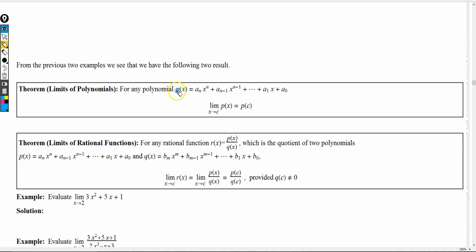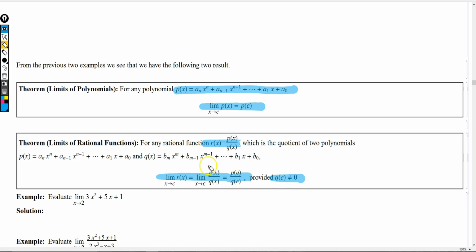For any polynomial p, the limit as x approaches c of p of x is p of c. You can just plug the c in for the x and get your answer. That's for any polynomial. For any rational function, which is the quotient of two polynomials, the limit as x approaches c of p of x over q of x is p of c over q of c. So you can just plug the c in for this x and this x, and you get your answer. Of course, that's provided q of c does not equal 0, right? You can't divide by 0.